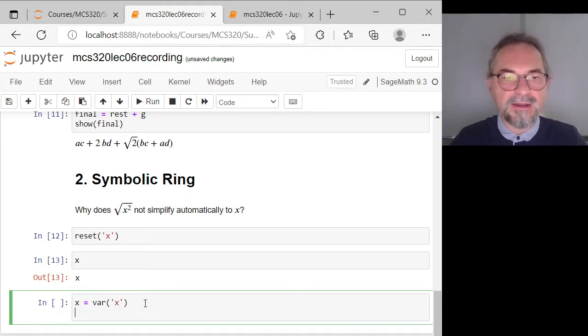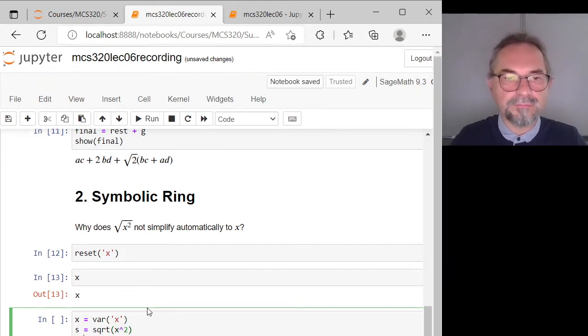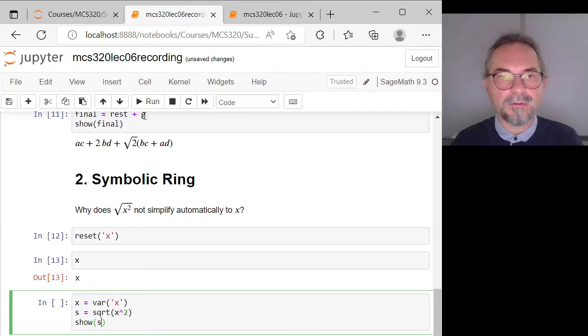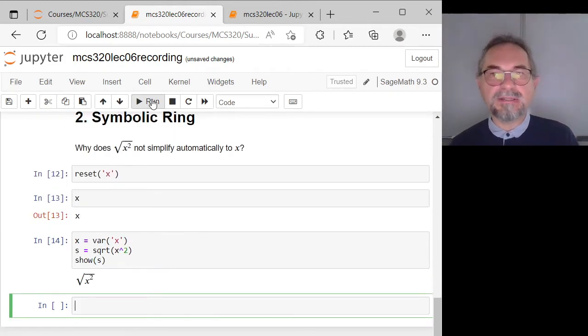And then I have the square root. So let me call this s, the square root of x to the power 2. And you see that this remains x, the square root of x to the power 2.